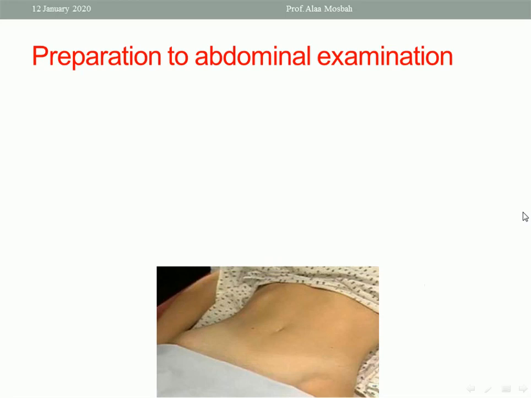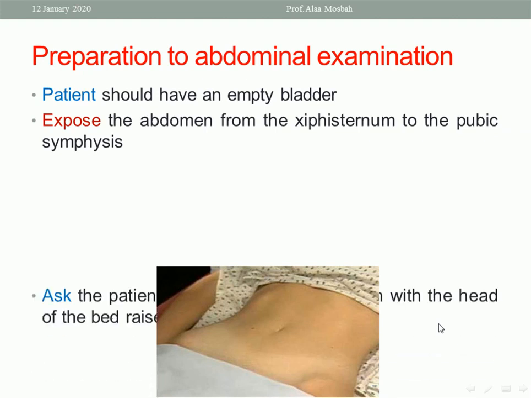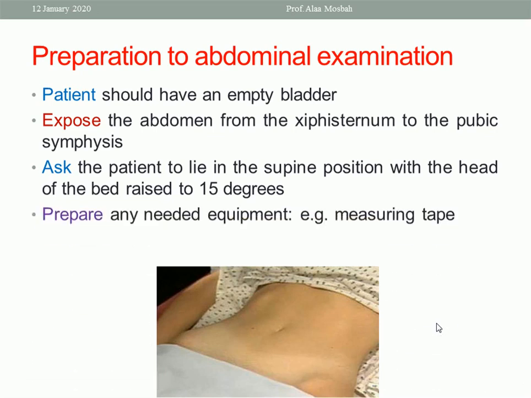Preparation for abdominal examination. The patient should have an empty bladder. Expose the abdomen from xiphisternum to pubic symphysis, as you see in the picture. This is exposed from xiphisternum here to symphysis pubis here. Ask the patient to lie in supine position with the head of the bed raised to 15 degrees. Prepare any needed equipment like measuring tape.